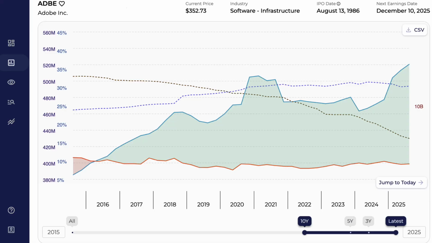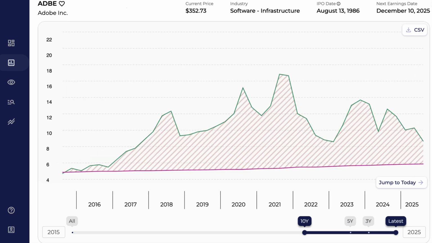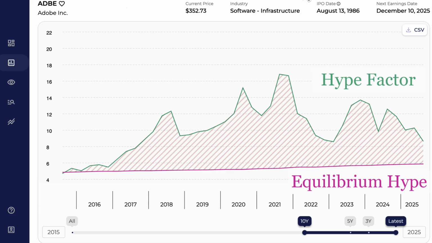And so here at ValueGlance, we can go ahead, click on the value button. What we're showing here is the hype factor in green and the equilibrium hype in pink.